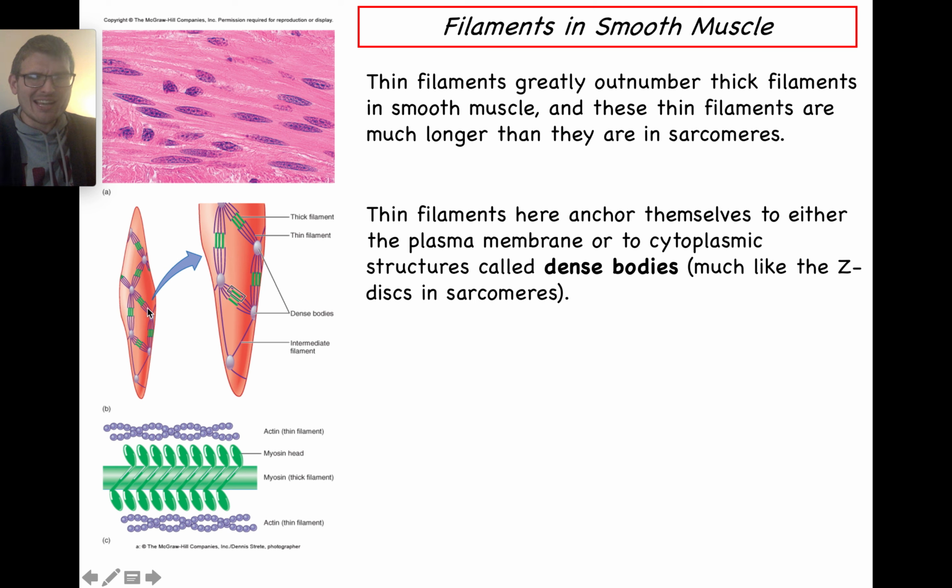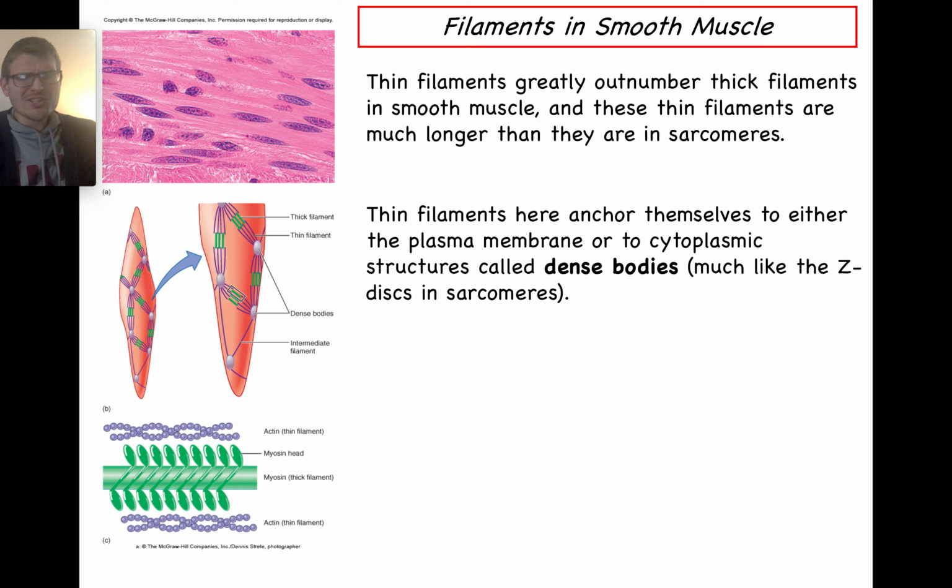So what we see here is that instead of Z discs, we have these dense bodies. These dense bodies are either located in the cytoplasm or are attached to the innermost layer of the sarcolemma. So these dense bodies are going to anchor down the thin filaments, and then you'll still have some thick filaments kind of wedged in between. You'll get an appreciation for what this contraction looks like in just a minute, but it's going to be a little bit funky looking, just to let you know.